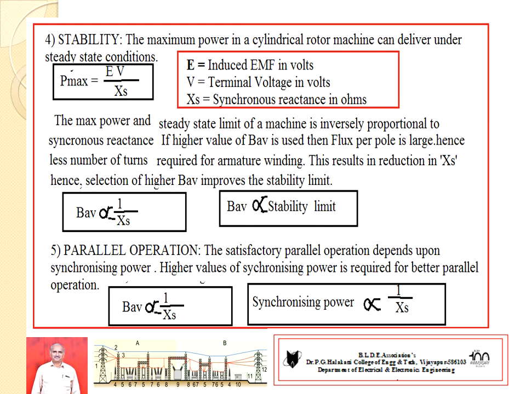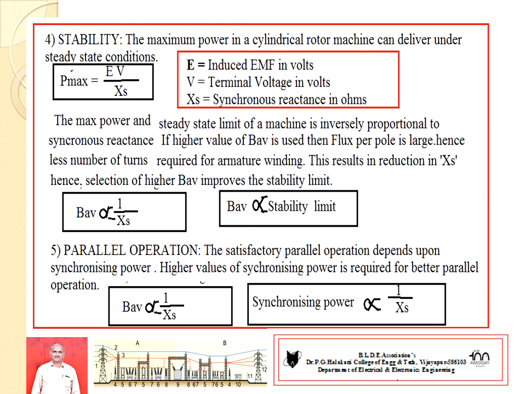To operate the system in parallel, a certain power is required. That power is known as synchronizing power. To keep the parallel operation, there is a definite synchronizing power. If they lose the synchronizing power, then there is a chance of coming out of synchronism. Hence it is a very important point.